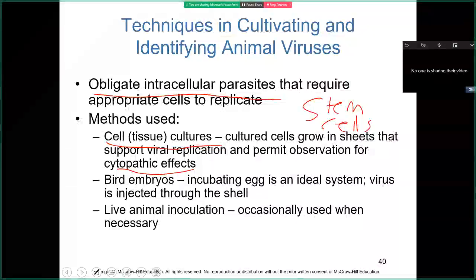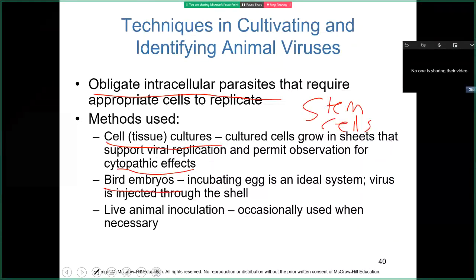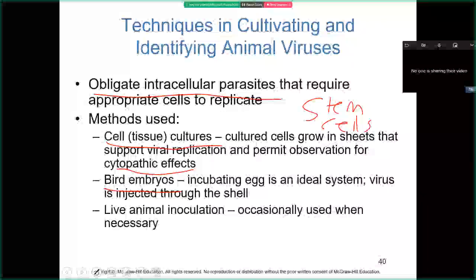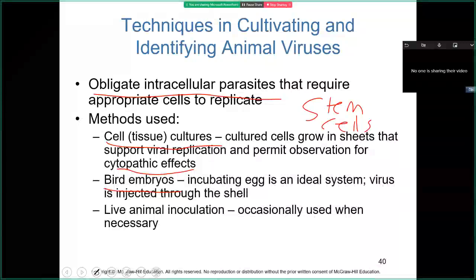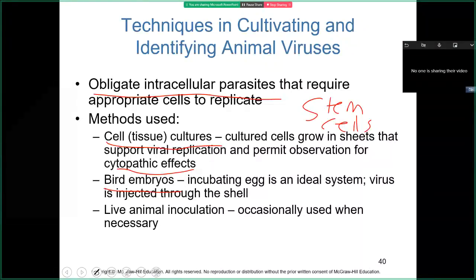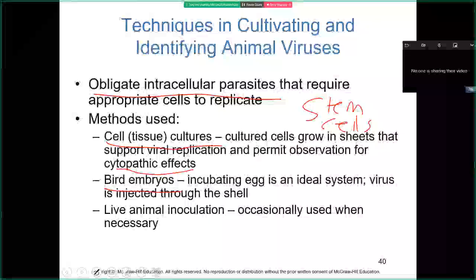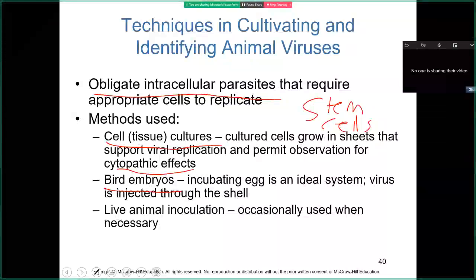An older way that is still tried and true, a classic technique for viral replication, is infecting live bird embryos. So chicken eggs that contain live embryos can be injected with virus. And depending on where you place them in that egg, you can place them directly in the embryo or in the extra embryonic membranes around it.